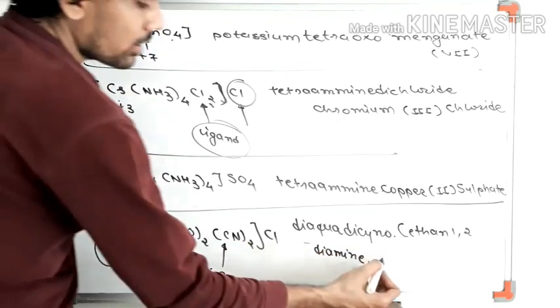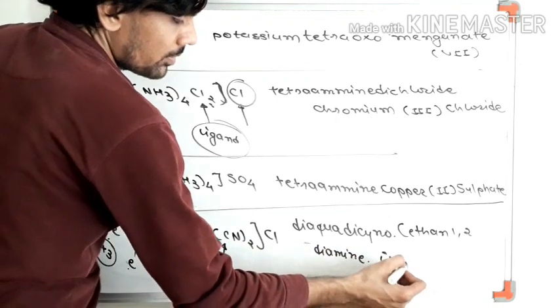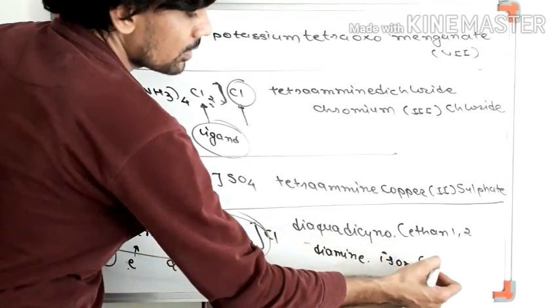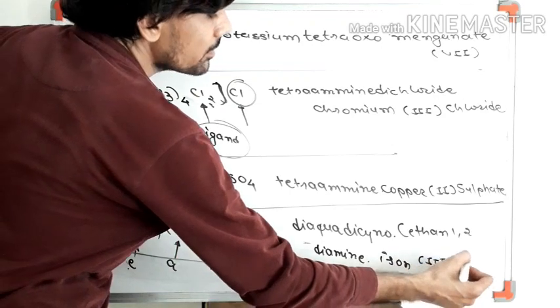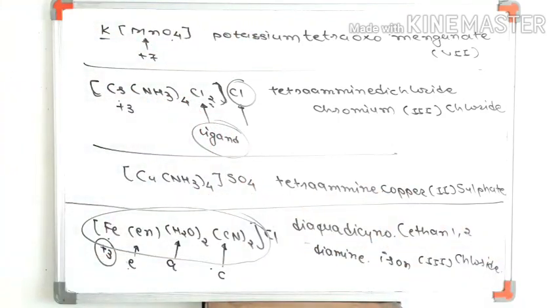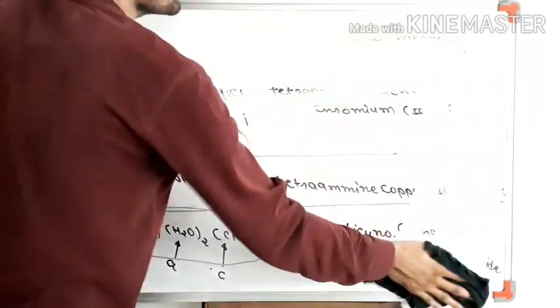Fe means iron, because the complex is positively charged. Iron(III) chloride. Is it clear? These are the basic rules of IUPAC nomenclature. Okay. Whatever we have studied here is very simple.